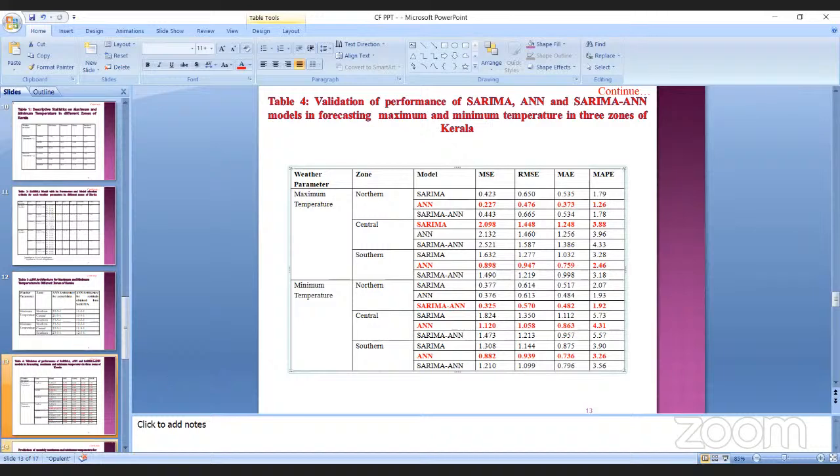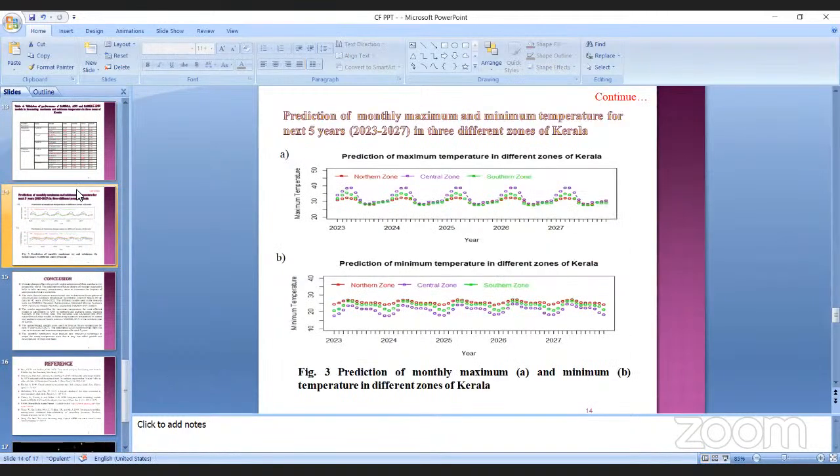And next is forecasting. Prediction of monthly maximum and minimum temperature for the next 5 years, that is 2023 to 2027. You can see that here the peaks are touching 40. So that means, compared with 1981 to 2020, it was not touching 40 that much, but in the future, as considered from the prediction of the model, it will be showing almost 40 in the central zone.